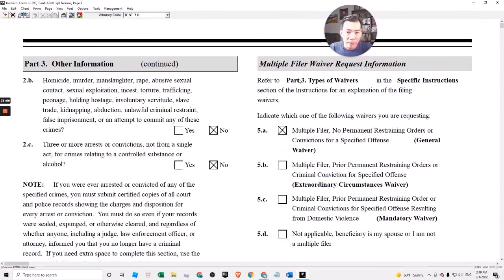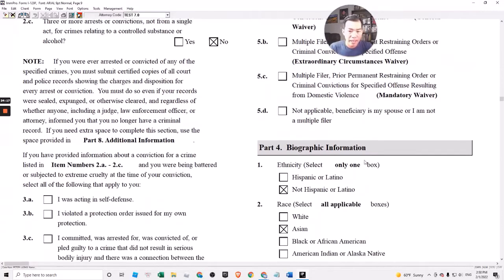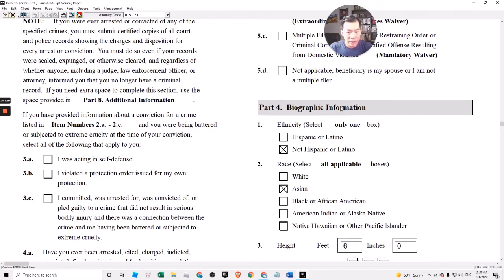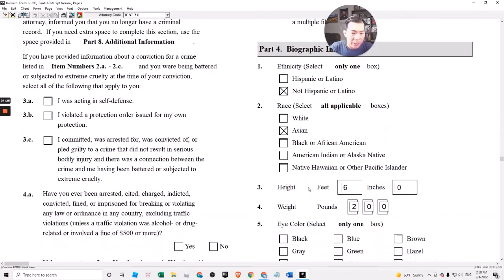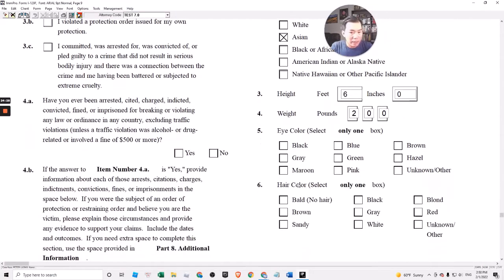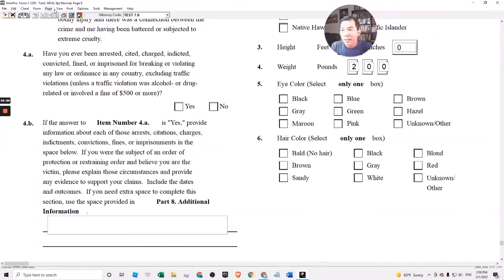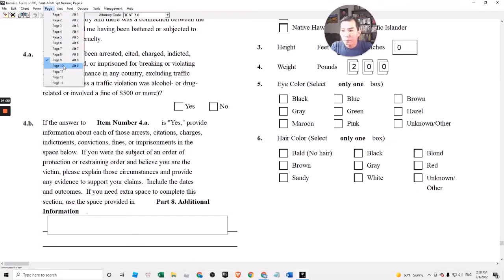And for the multiple filer waiver request, always check question 5A if you don't have any criminal history. If you do have a criminal history, you have to consult your lawyer on which box to check for your waiver. And the next is your biographic information: whether you are Hispanic or Latino or not, white, Asian, black, check it here. Your height, weight, eye color, hair color, check this box. So very simple.